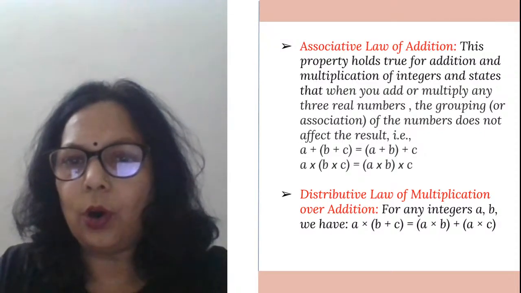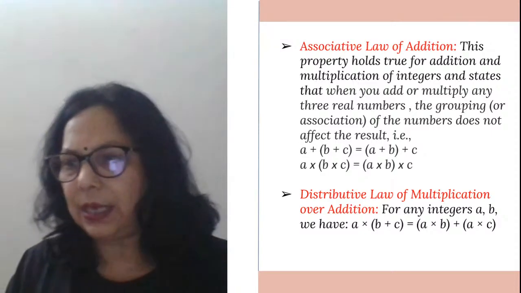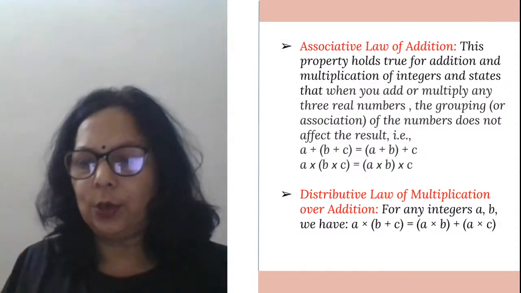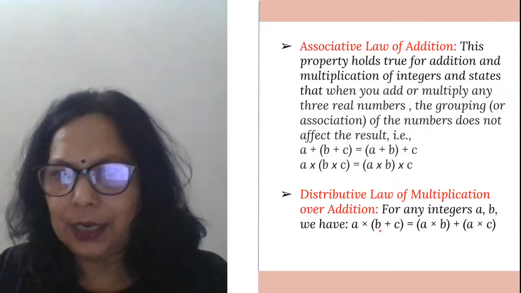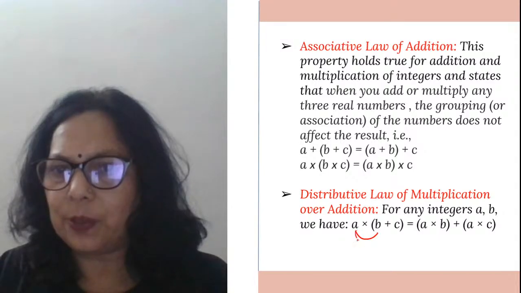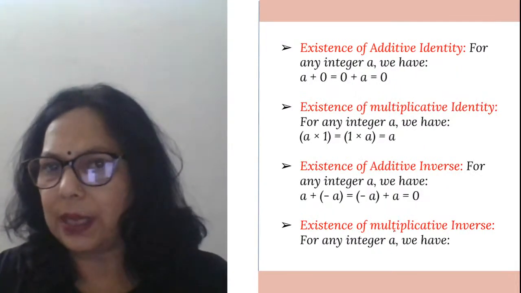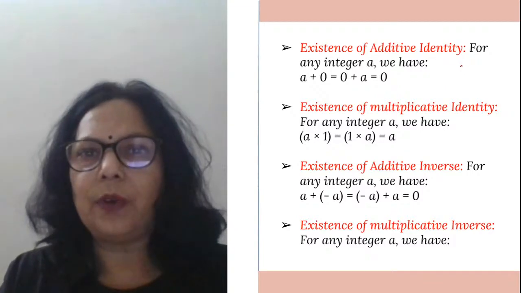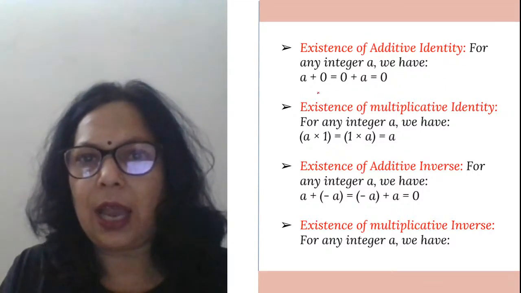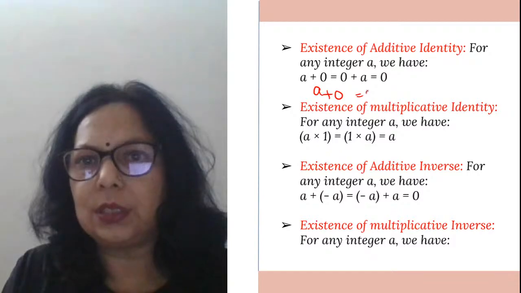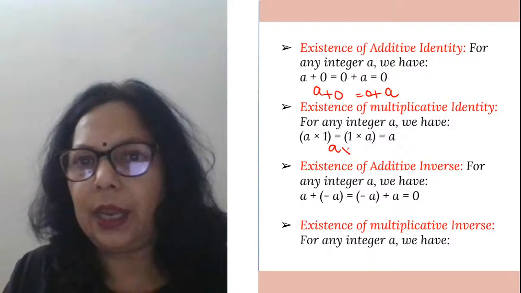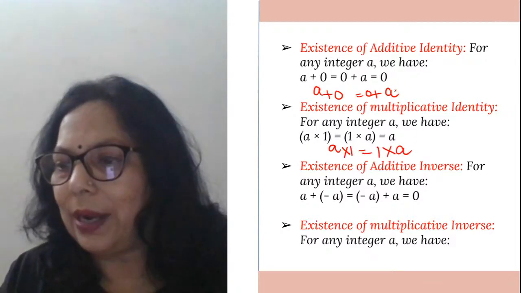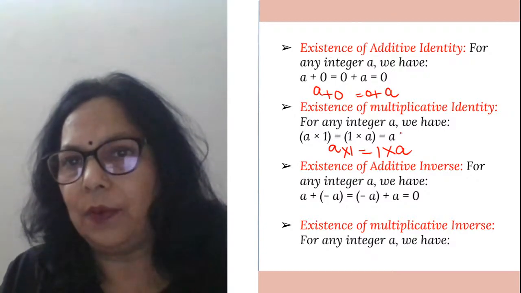Then distributive law, it is a into b plus c. Then you can multiply a into b plus a into c. See here, a into b plus c will give you first multiply a with b, then multiply a with c, and with the plus sign. Existence of additive identity: for any integer a, we have a plus 0 is equal to 0 plus a. For multiplicative identity, a into 1 is equal to 1 into a. 0 is the additive identity and 1 is the multiplicative identity.